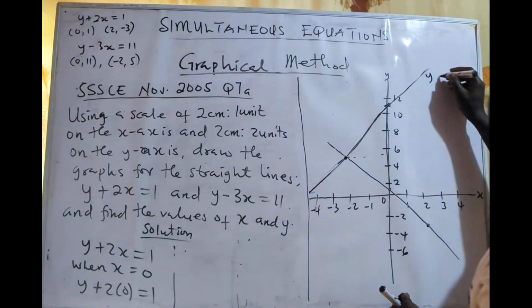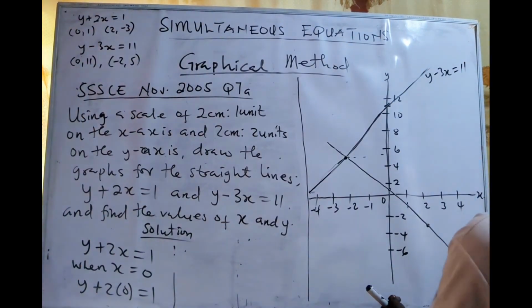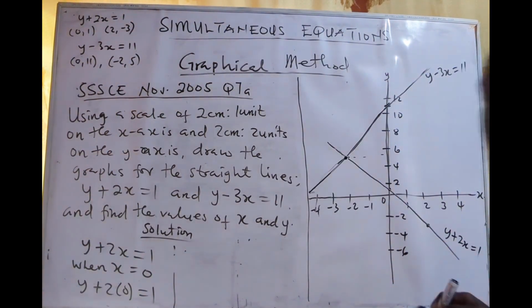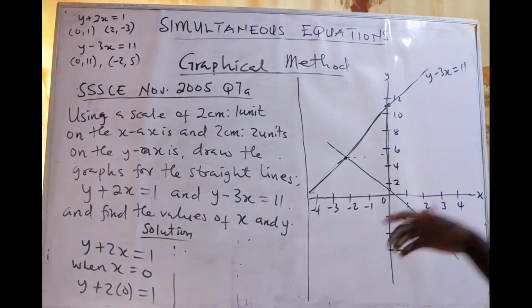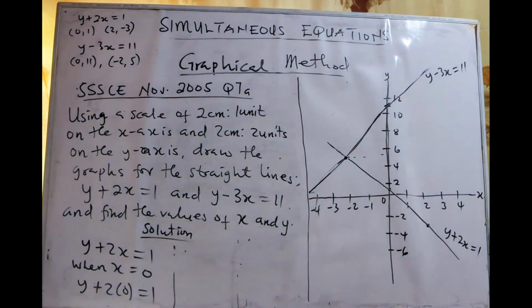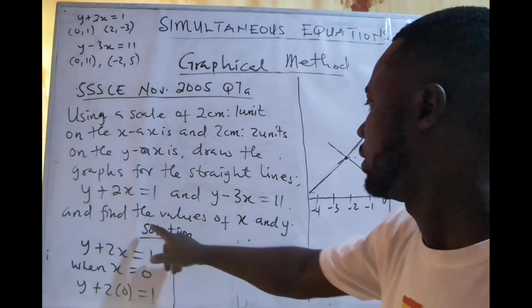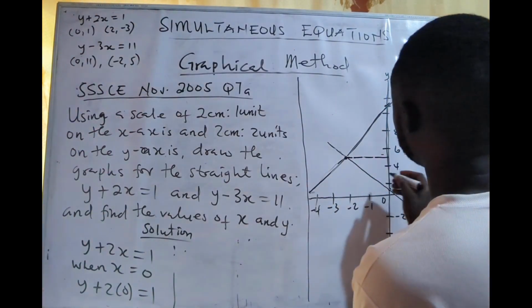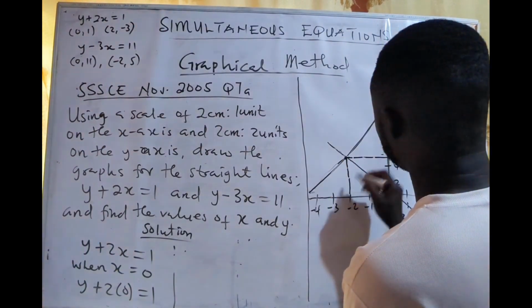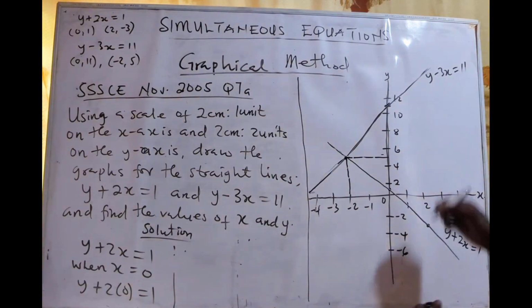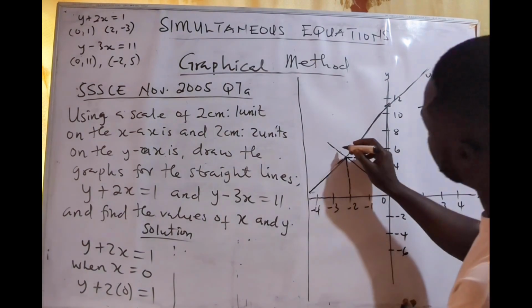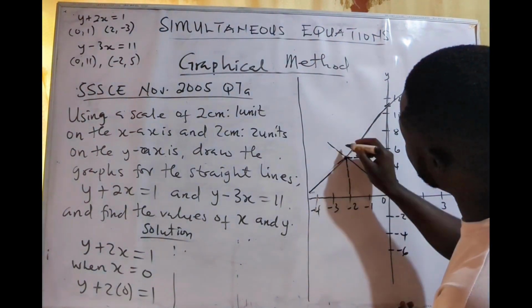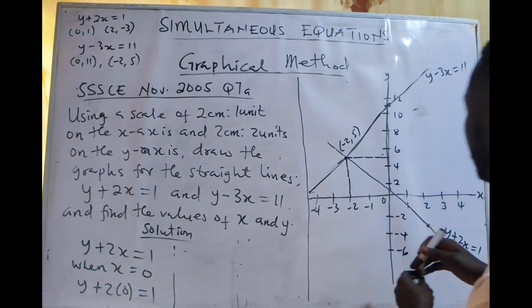This is y minus 3x equal to 11, and this straight line is y plus 2x equal to 1. So these are 2 straight lines. What we now have to do is look at their point of intersection, so that we can find the values of x and y. They intersect here. So I'll trace this to the y-axis, and trace it down to the x-axis. So the point of intersection here is -2 and +5.